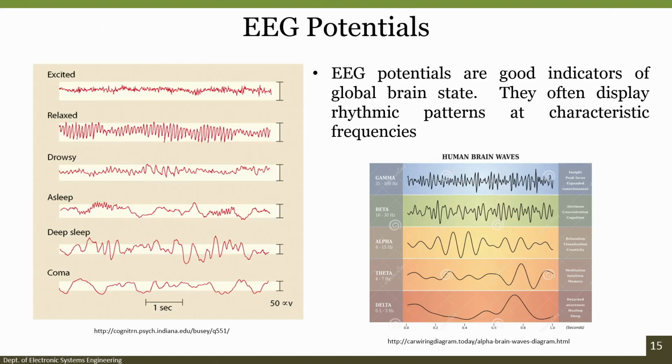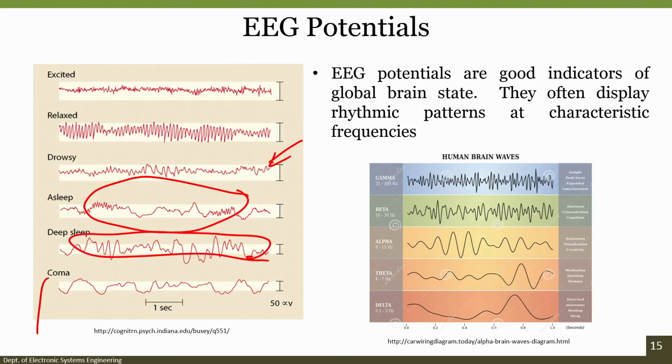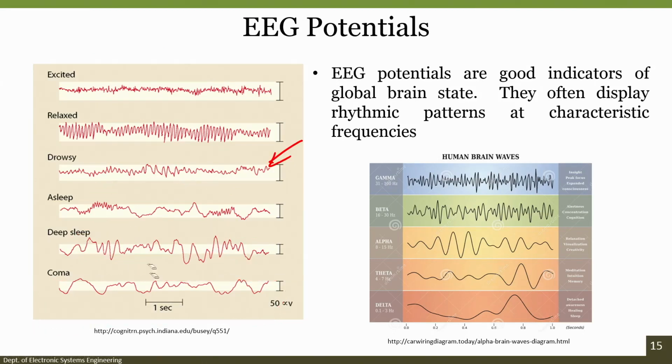Now let us see, EEG potentials are good indicators of global brain state. They often display rhythmic patterns at characteristic frequencies. You can see excited, it will look like this, relaxed, then drowsy, asleep, deep sleep and coma. All these frequencies or patterns we can measure depending on the state of the brain. Same thing is here again: gamma, beta, alpha, theta and delta.